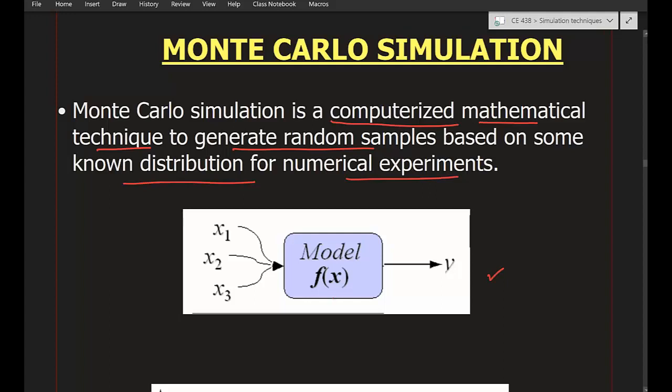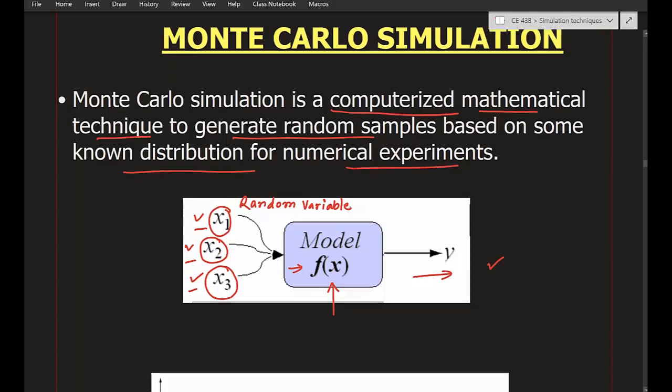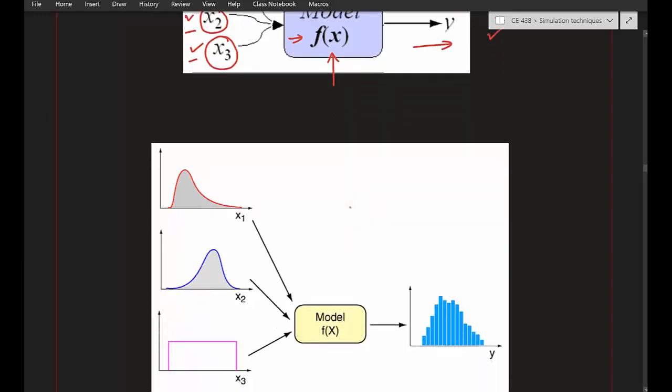Let's say we have a stochastic model and there are three inputs x1, x2 and x3, and these inputs are basically random variables. To calculate this model, we need these three random variables, and we simulate x1, x2, x3 from the given distribution. Once we simulate these values, they go into this model and then finally we get the output y.